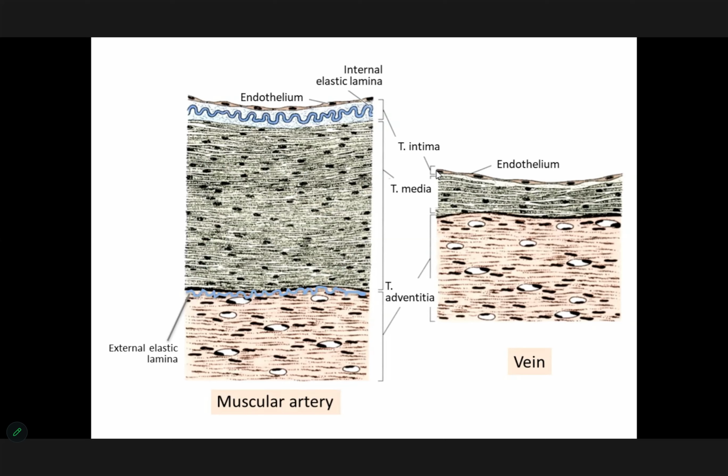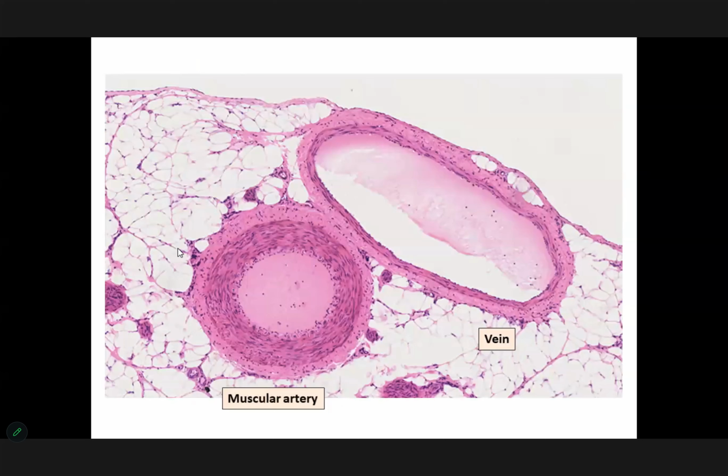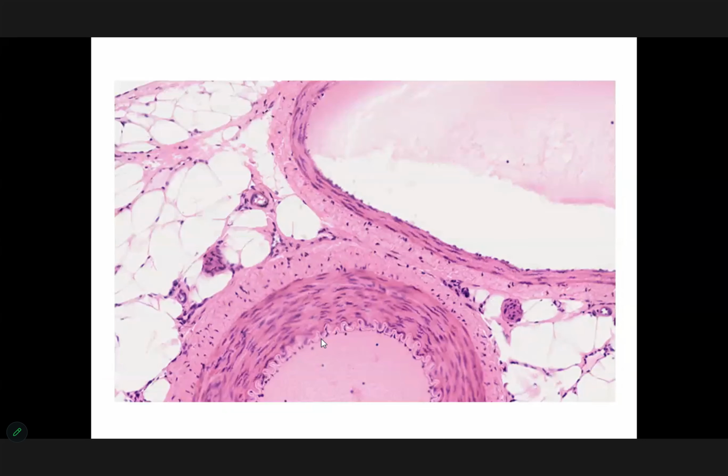Tunica intima in both of them, tunica media with circularly located smooth muscle cells, and tunica adventitia with loose connective tissue. This is how the muscular artery and vein look. Tunica intima, tunica media with elongated cell nuclei of smooth muscle cells, and tunica adventitia, which consists of loose connective tissue, and these are the cell nuclei of cells of loose connective tissue. The same is for the vein.